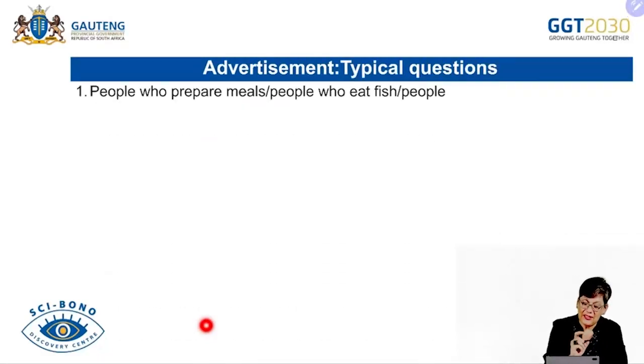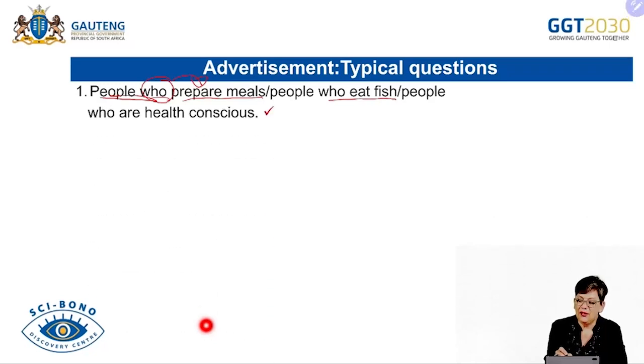Right. This is a target audience: people who prepare meals, people who like fish, and we can either say people who are health conscious. We can't just say people, and very specifically, obviously, people who eat fish. That's as straightforward as can be.